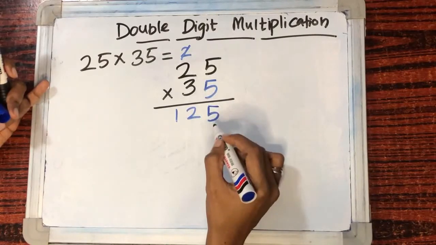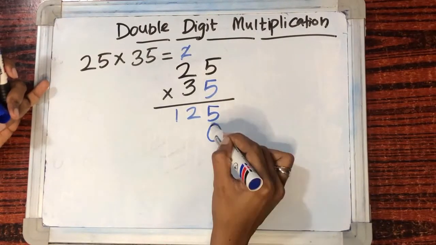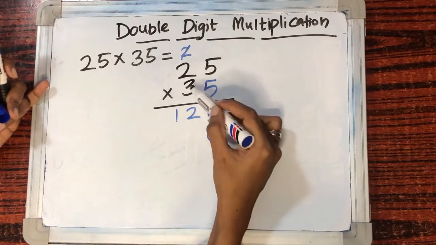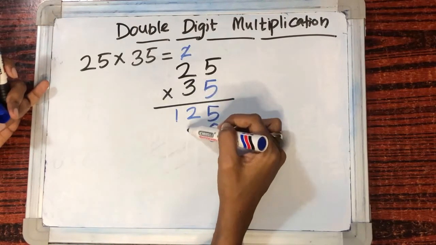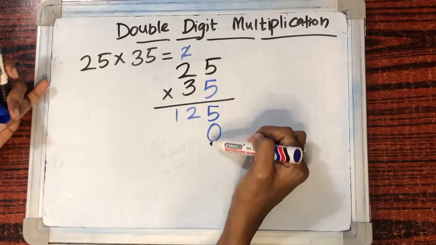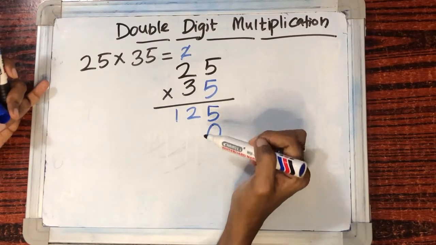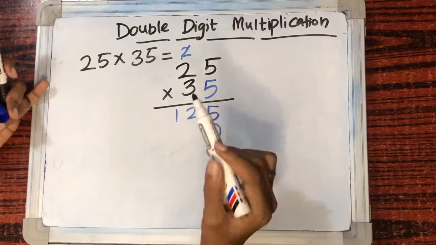The next step that you need to do is you need to put a 0 over here, because now we are going to multiply this 3. This 3 is in tens place value. Now we are done with the units place, that's why we are writing the 0. Always keep in mind to write this 0.